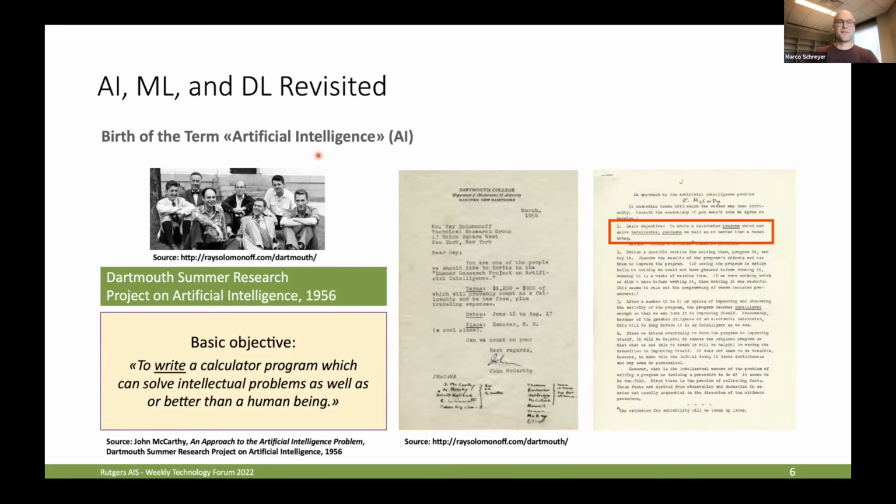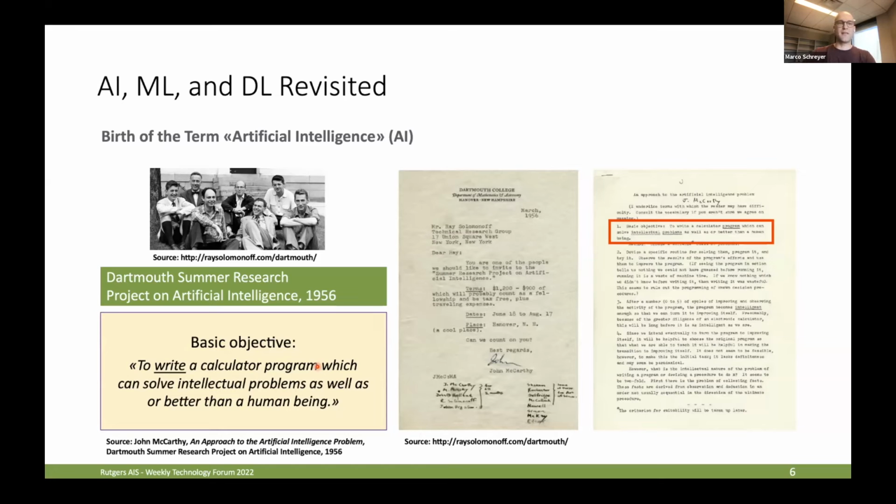If you think about artificial intelligence, you might know that the term was first coined at a Dartmouth summer research project on artificial intelligence in 1956. And there the basic objective was to write a calculator program which can solve intellectual problems as well as or better than a human being. So here the idea was really to write a program that can perform, from an intellectual point of view, very similar to a human being. So that was the birth of the term artificial intelligence.